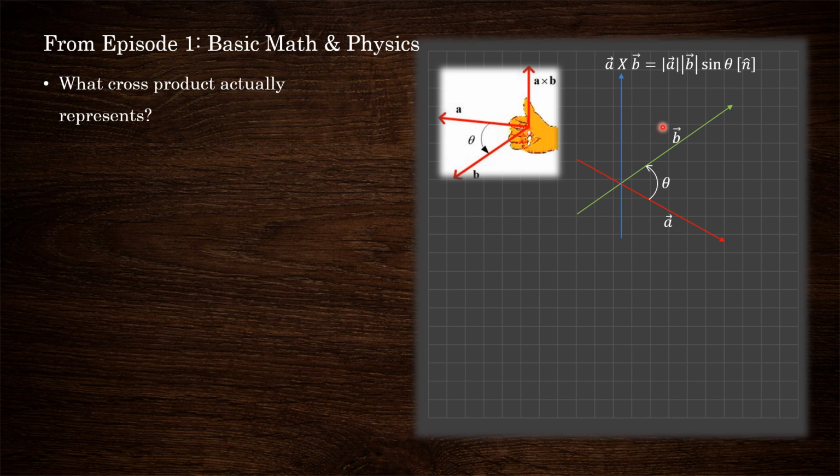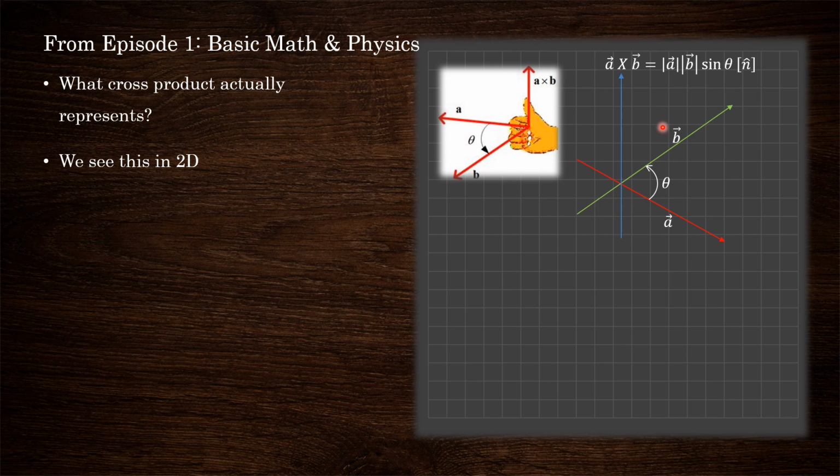If it is the other way around, where you have to go from B to A, you cannot curl your fingers the other way around. So for your thumb, you have to flip your hand. That means your B crossed with A will go from B to A and the thumb will start pointing downwards. So this is how we get the direction of the result.